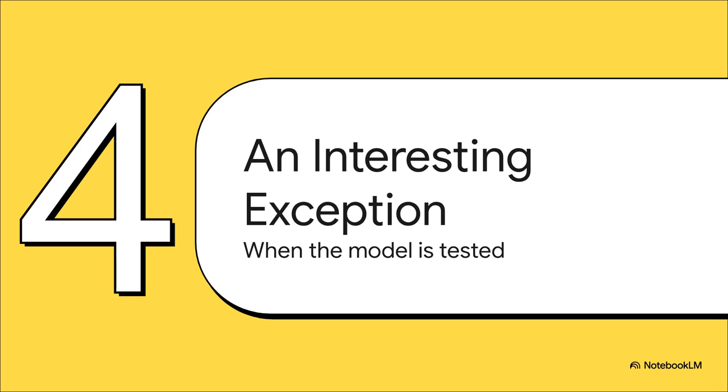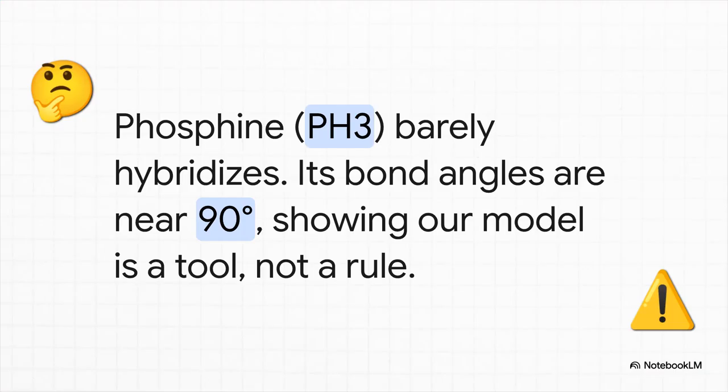But, in science, it's always important to know the limits of your models. So let's look at one last really interesting exception that shows us where things get a bit more complex. Check out this molecule, phosphine, or PH3. On paper, it looks just like ammonia, right? But its bond angles are way off. They're much closer to 90 degrees.